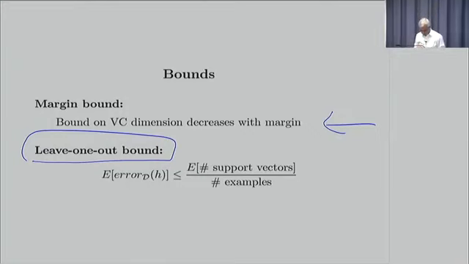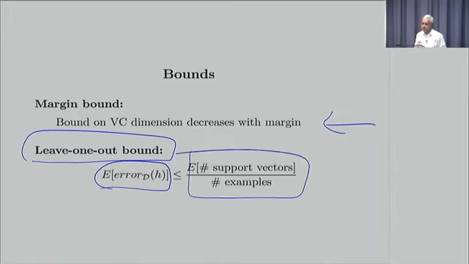It just says that the expected true error of the hypothesis is upper bounded by the fraction of the examples that are support vectors. It's a really easy statement to understand. If only 10% of my examples are support vectors, then my expected error is at most 10%.